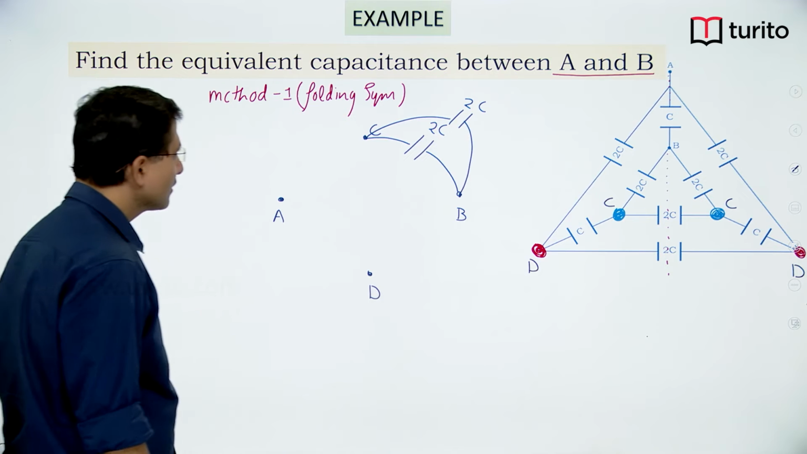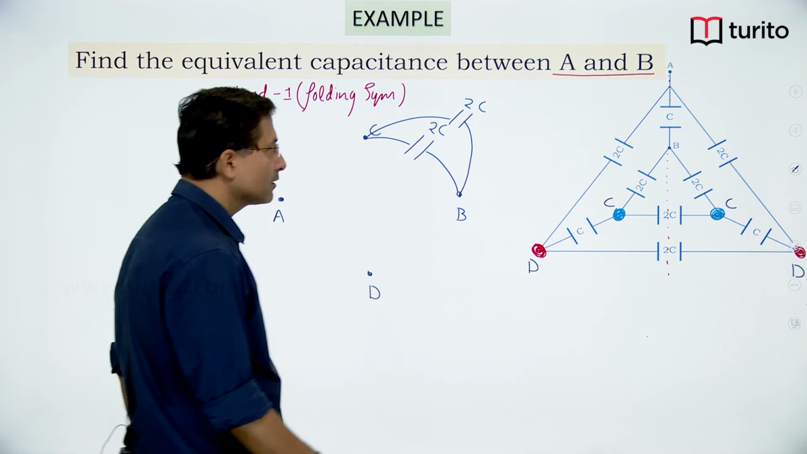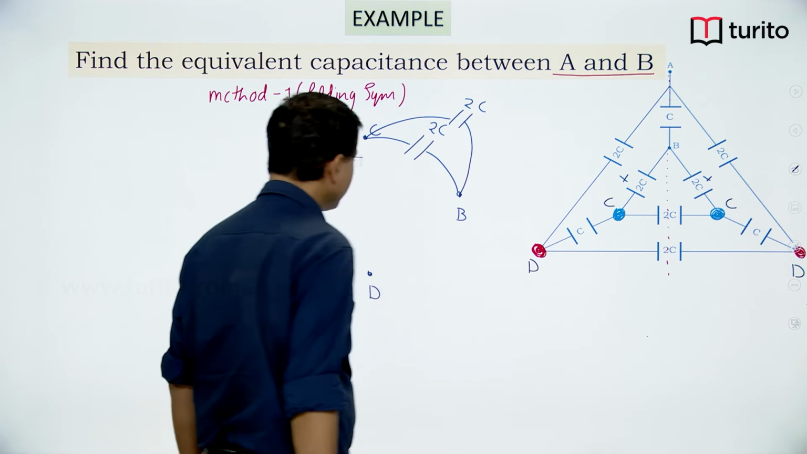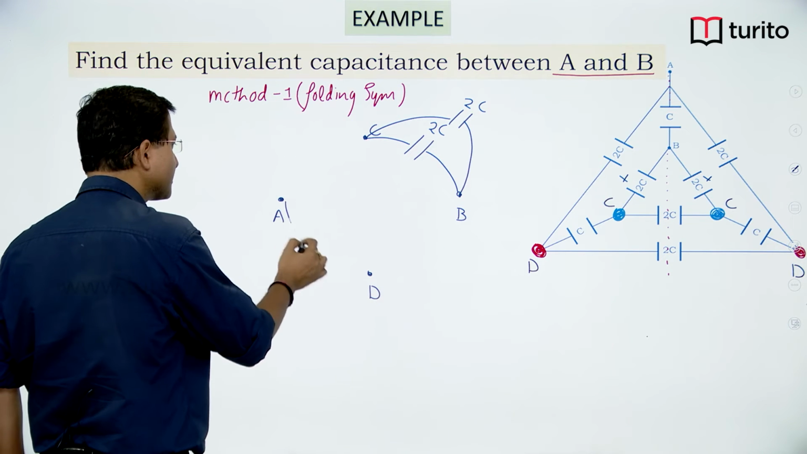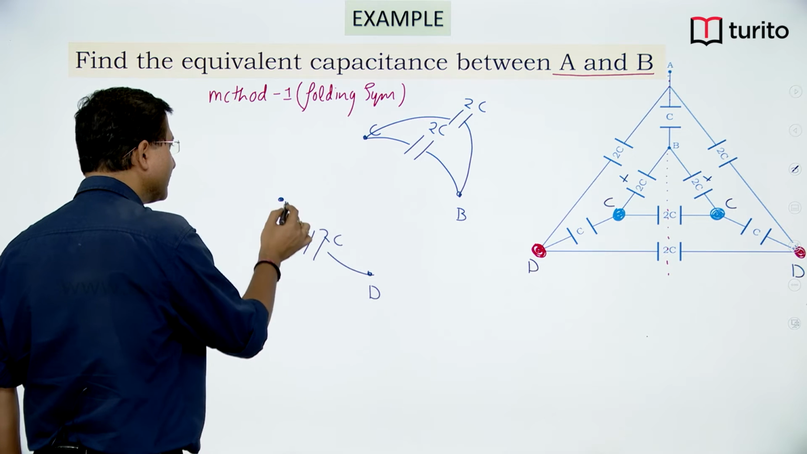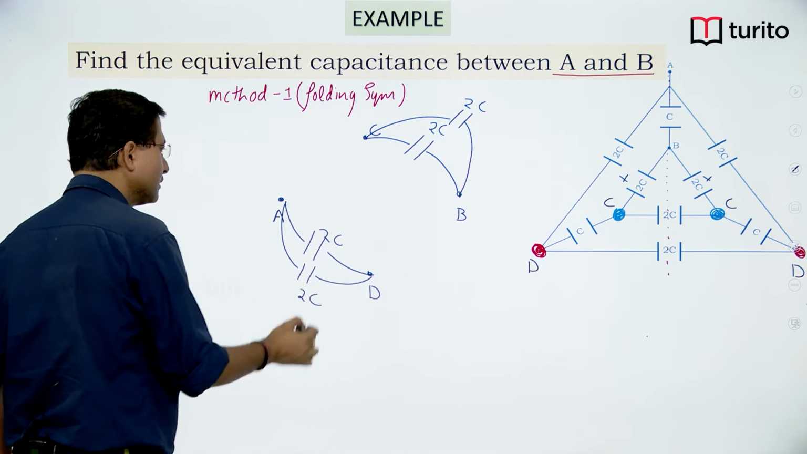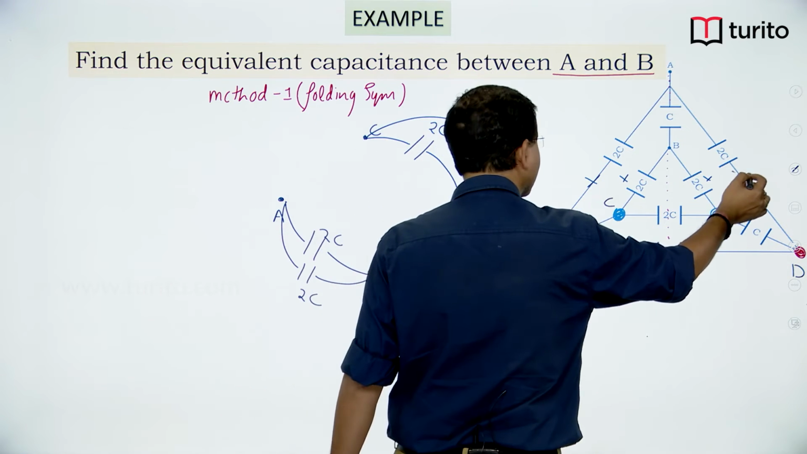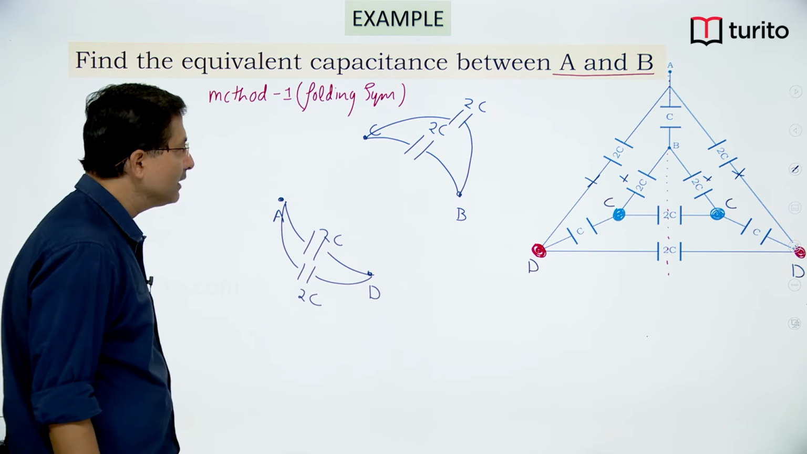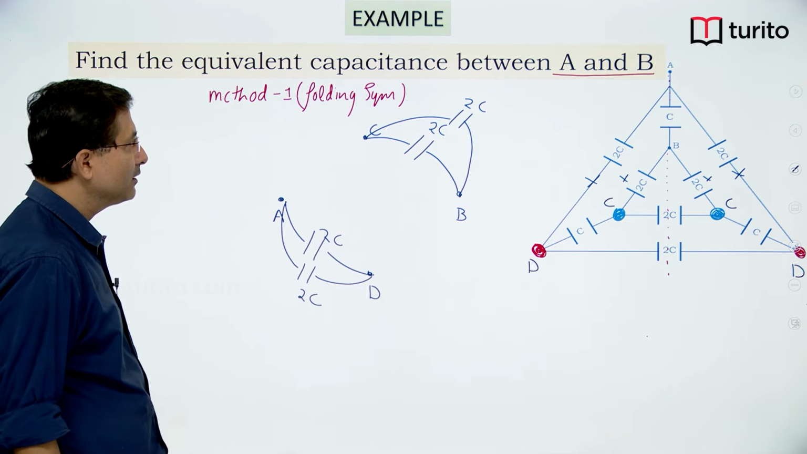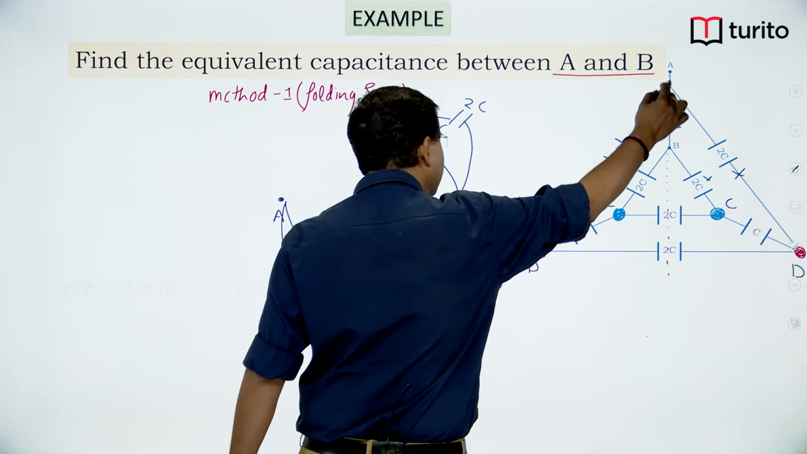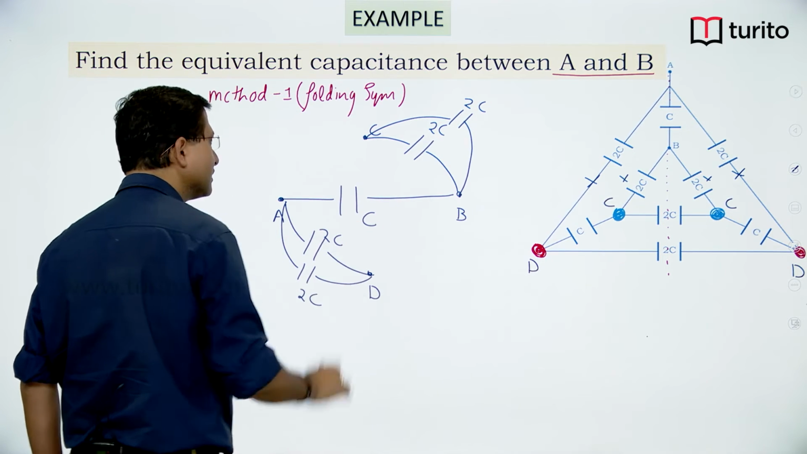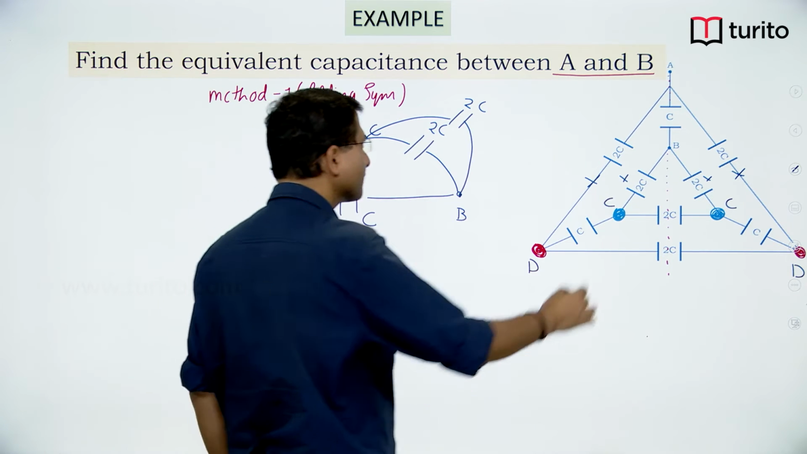Okay, these two over. Between A and D, there are again two capacitors, 2C and 2C. This is also over. So these two over. Between A and B, there is one C. So between A and B there is C, right. So this one over.